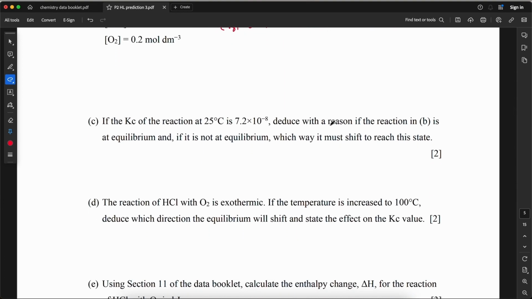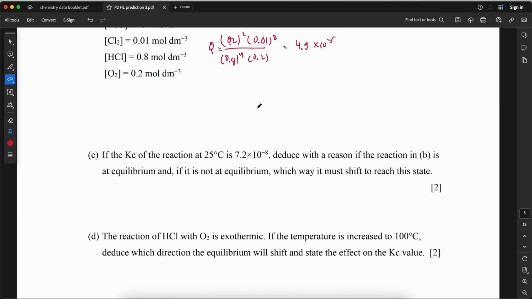If the Kc of the reaction is 7.2 times 10 to the power -8, which is smaller than Q, deduce if the reaction in B is at equilibrium, and if it's not at equilibrium, which way it must shift to reach these states. It obviously is not at the equilibrium because Q is not the same as Kc. Q is bigger than Kc.